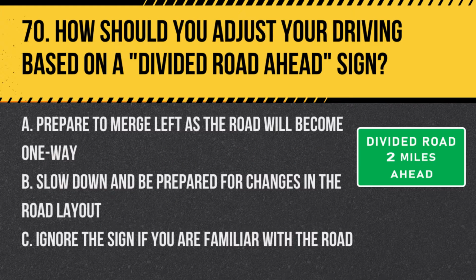Question 70. How should you adjust your driving based on a divided road ahead sign? A. Prepare to merge left as the road will become one way. B. Slow down and be prepared for changes in the road layout. C. Ignore the sign if you are familiar with the road.